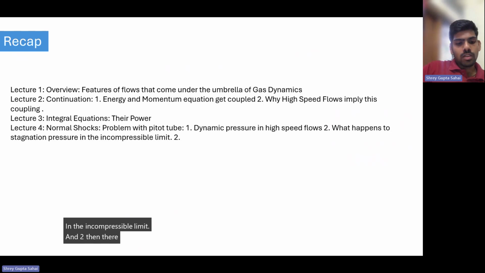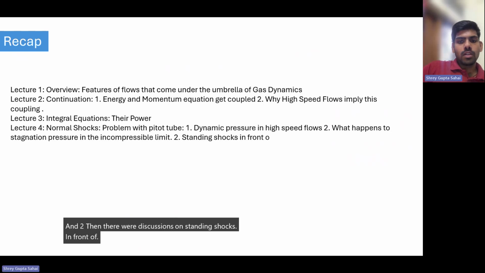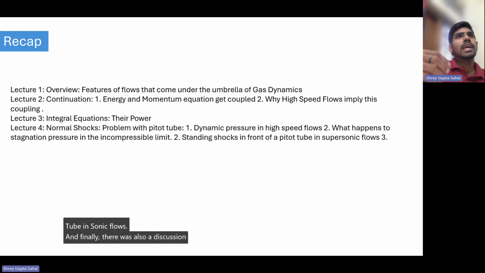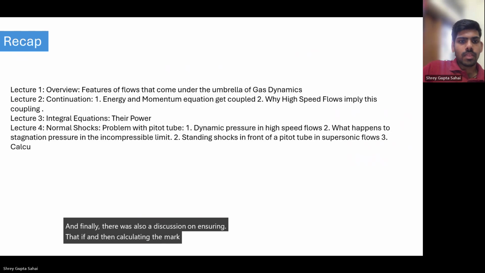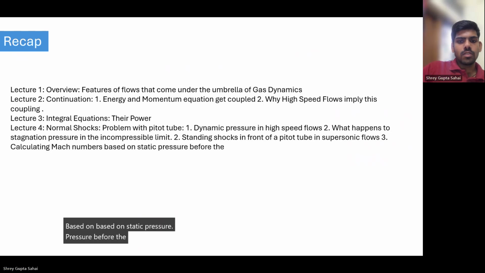And two, there were discussions on standing shocks in front of the pitot tube in sonic and supersonic flows. And finally, there was also a discussion on calculating the Mach numbers based on static pressure before the shock and stagnation pressure measurement behind the shock.